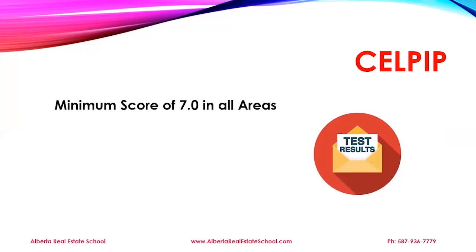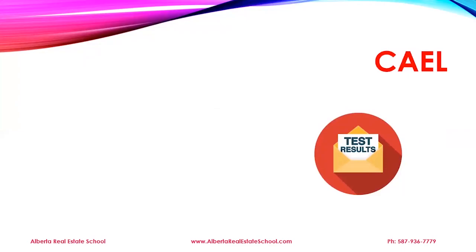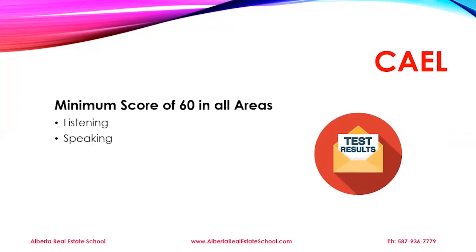CELPIP. For CELPIP, the minimum score is 7 in all areas. So that would include listening, speaking, reading, and writing. If you're doing your CALE test, in that case, they're looking for a minimum score of 60 in all areas. So again, listening, speaking, reading, and writing. In each of these, you need a minimum score of 60.